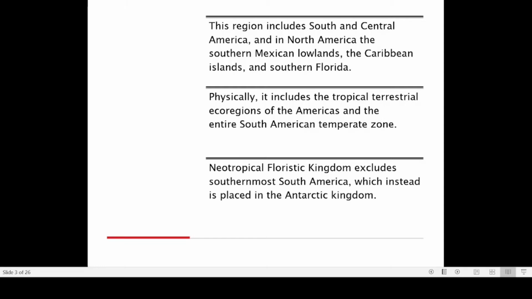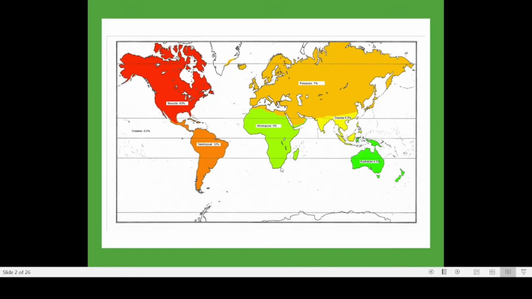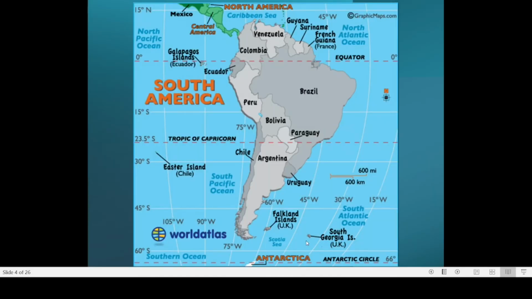But in the floristic classification, the southern portion of South America, that is this portion of South America, is included in the Antarctic kingdom. Whereas in the zoogeographic classification, this portion is also included in the Neotropical or South American realm. So that is a basic difference between botanical and zoological classifications.